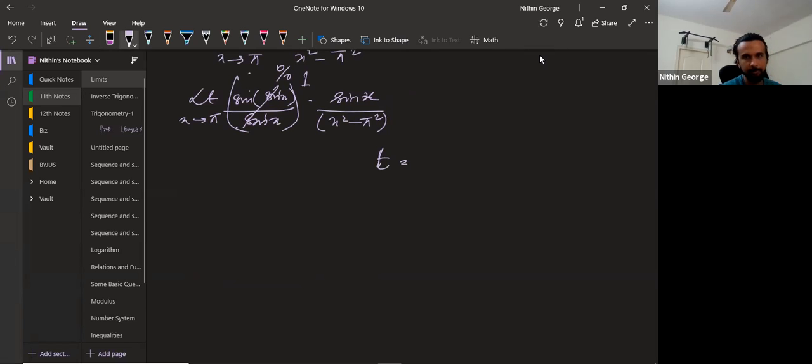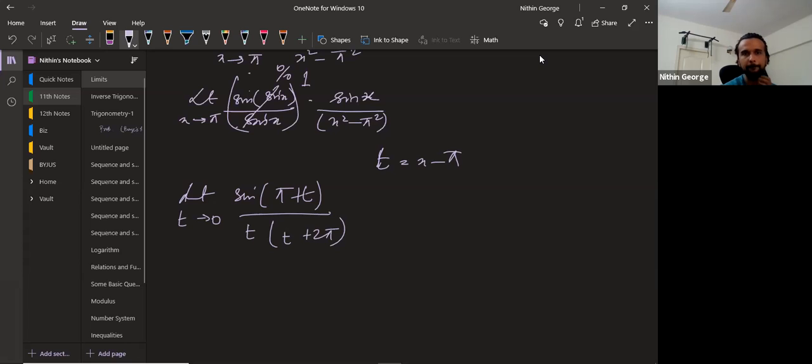I'll call t as x minus pi. What will happen here? Limit x tends to pi becomes limit t tends to 0, and sine x becomes sine of pi plus t. x square minus pi square can be written as x minus pi, which is t, into x plus pi. x plus pi means t plus 2 pi. So sine of pi plus t is nothing but minus sine t, divided by t into t plus 2 pi.